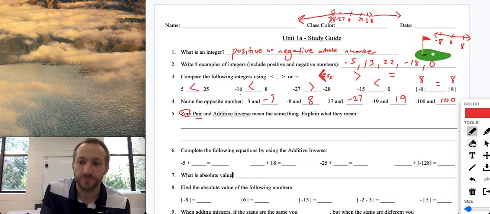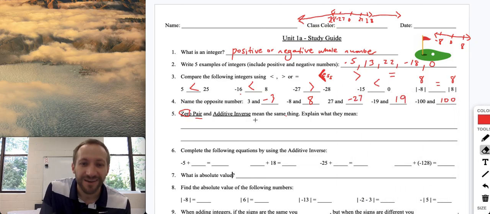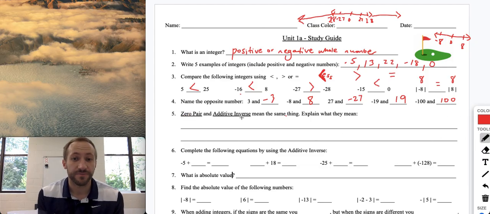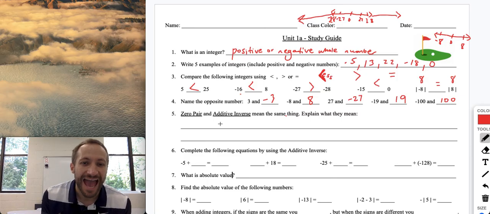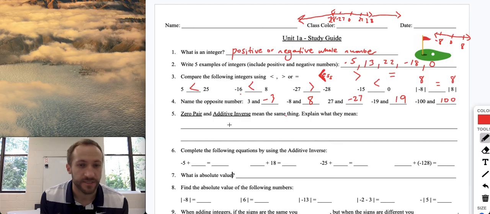Additive inverse, let me get that thing back in its place. So zero pair and additive inverse mean the same thing. Additive inverse, additive, that really makes me think of the word add. Inverse means opposite, so add the opposite. Additive inverse means add the opposite. Zero pair are a pair of numbers that add to zero, which are opposite numbers.